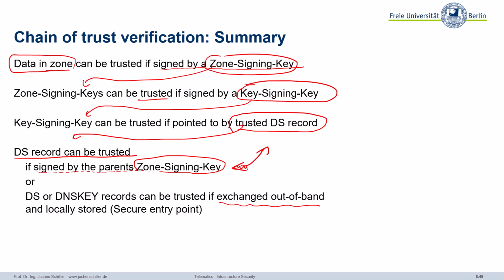And now, why should we trust the zone signing key of the parents? Well, then we go from parent to parent to parent until we reach the root. And why should we trust the root? Remember, we have the key of the root. So this is one way of going up this trust chain.